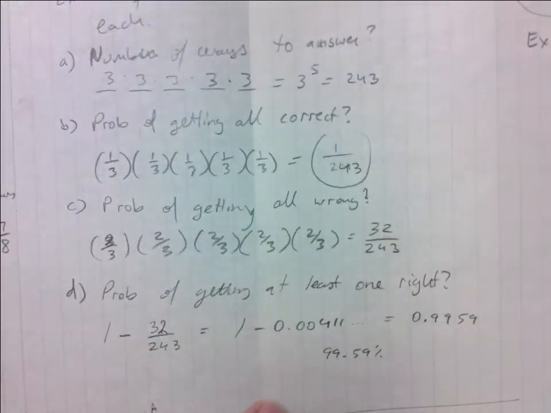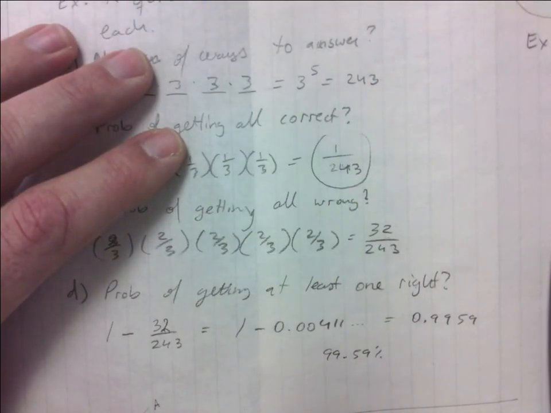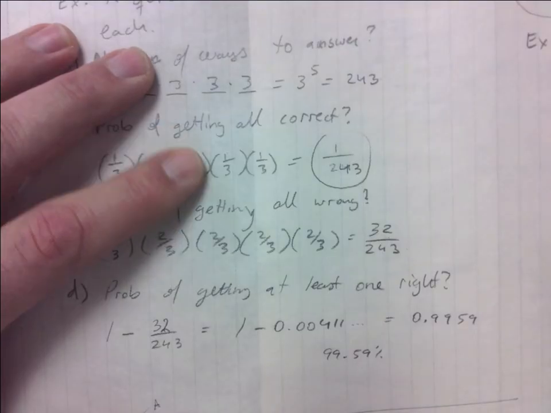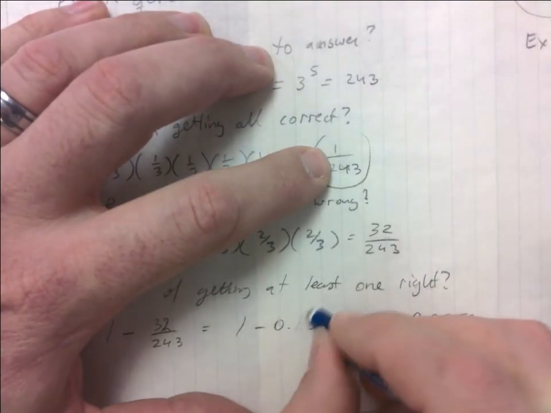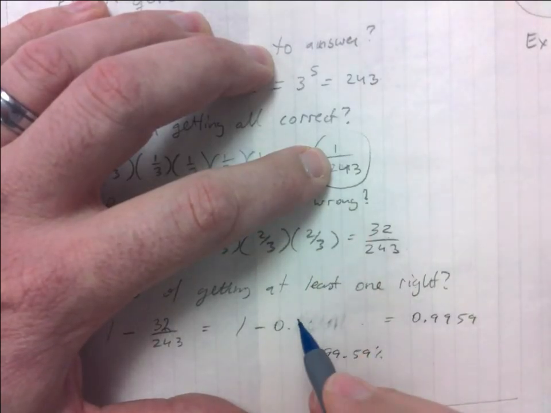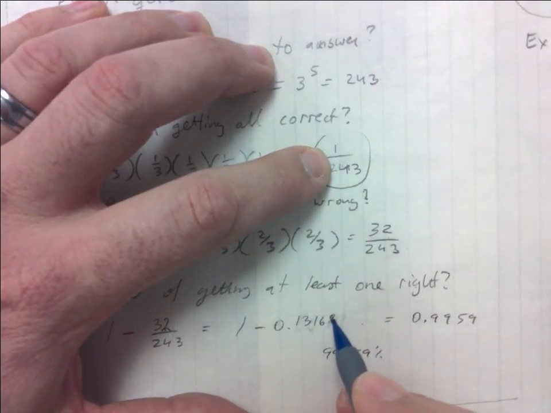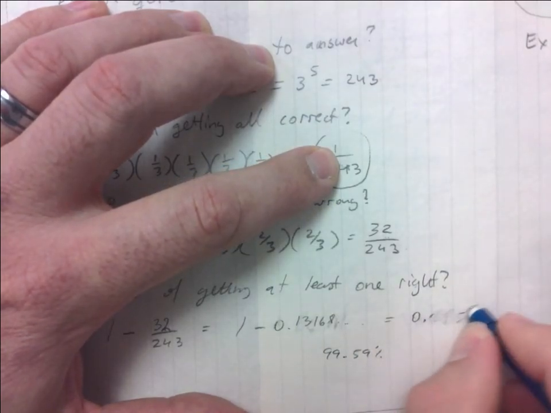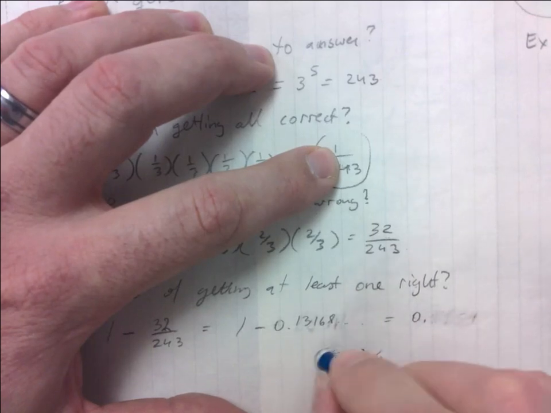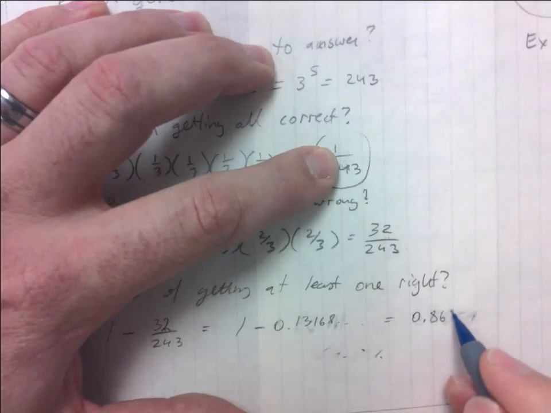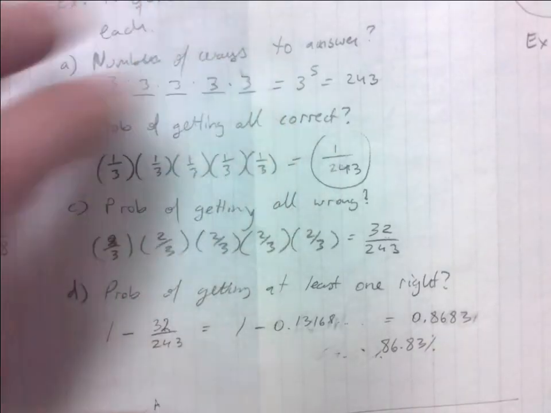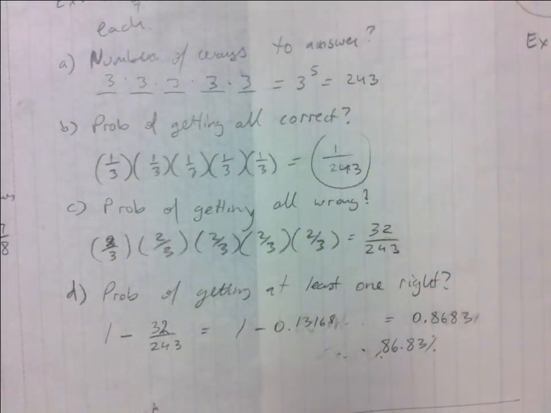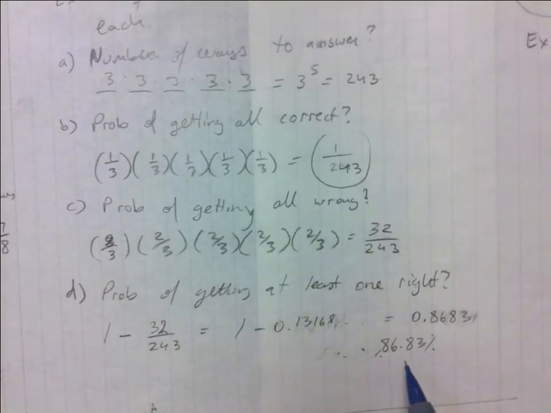So this is probably wrong here. Let's just quickly fix that. This is .13168, and that keeps going. So that'd be 86.83% of getting at least 1 right. So if you're guessing blindly, there's actually a pretty good chance that you get at least 1 of them right.